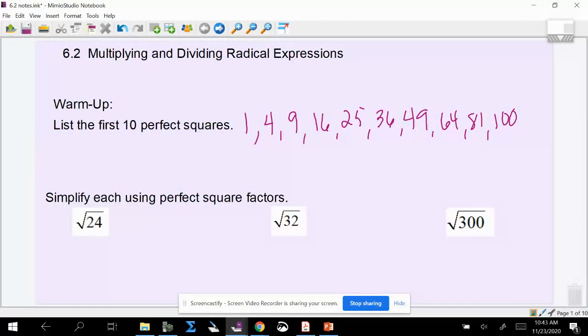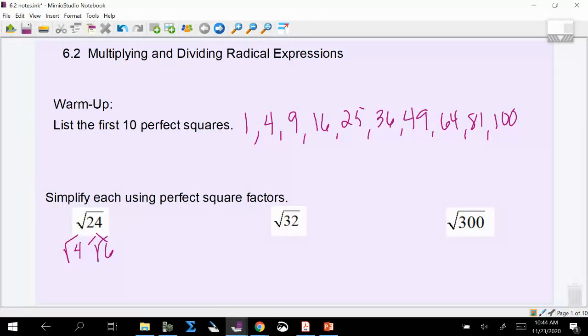So back in chapter 4, we talked about how do we simplify perfect squares by finding the largest perfect square factor that goes into what's under the radical. So for example, the square root of 24, 24 is not a perfect square. So we look in that list and see what goes into it. So we break it down. The only perfect square that goes into 24 is 4. So we break it down into 4 times 6.